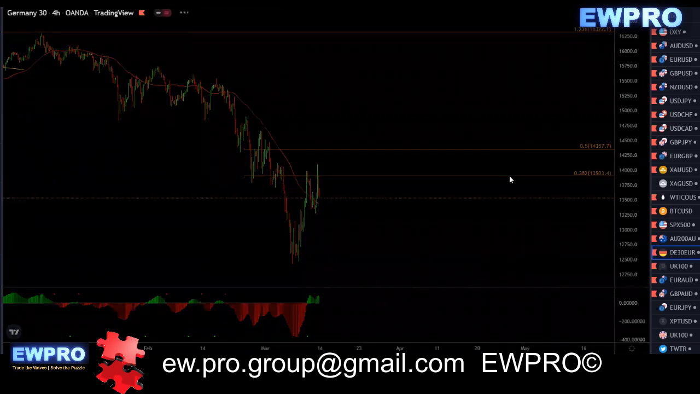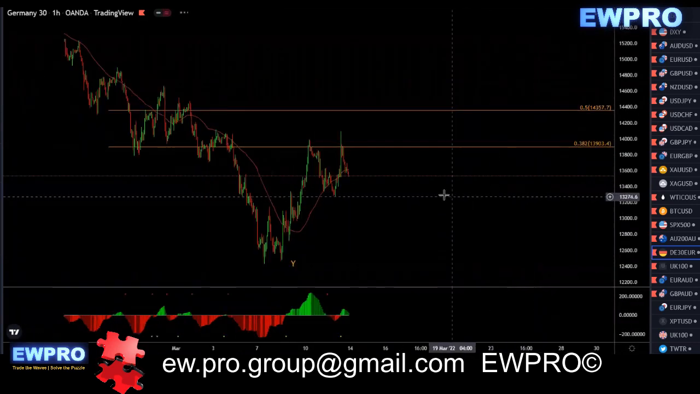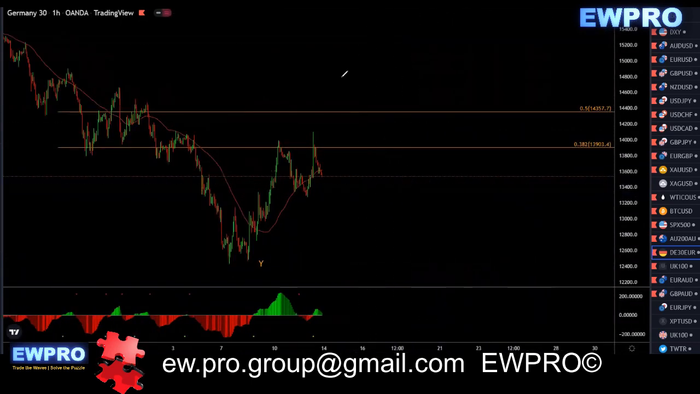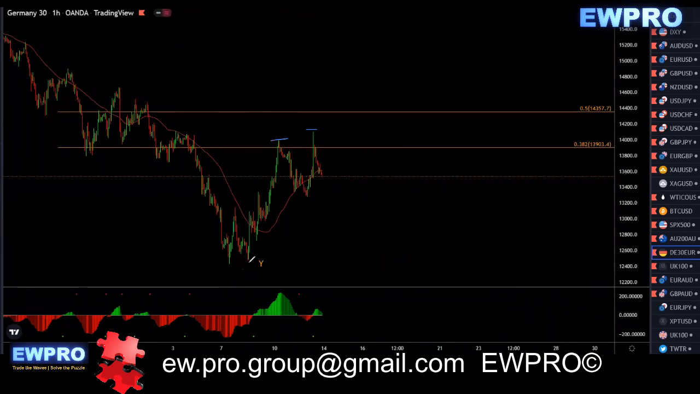On the H1, let's see, we have bearish divergence. You really need to wait for a trend line break, this low to be broken, and then you definitely have to wait for a sell setup before you can sell, because this can be an A, some sort of a B, and then a C for a running or expanding flat before you get another one up.